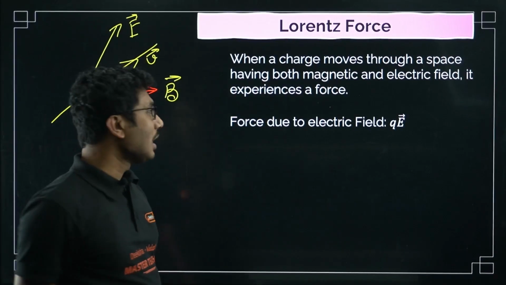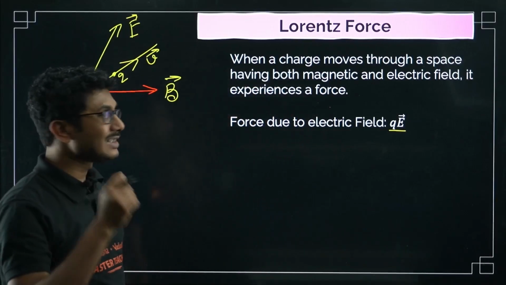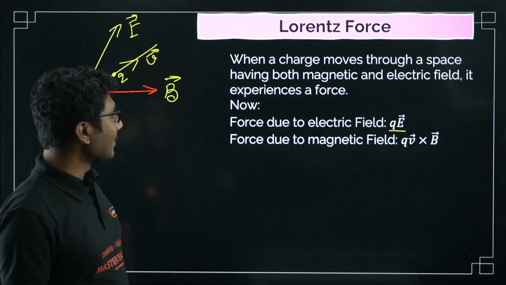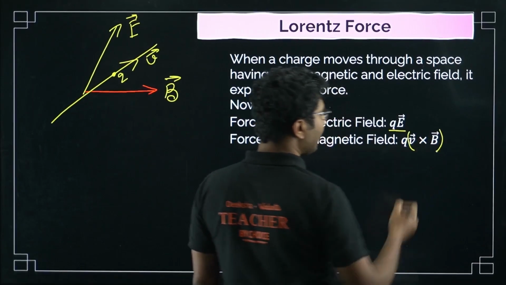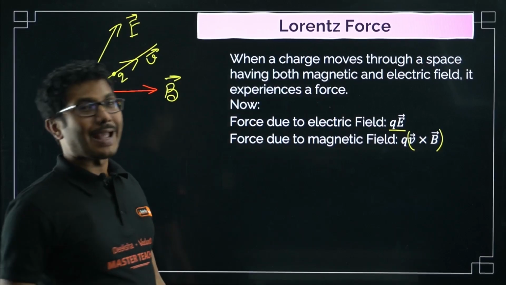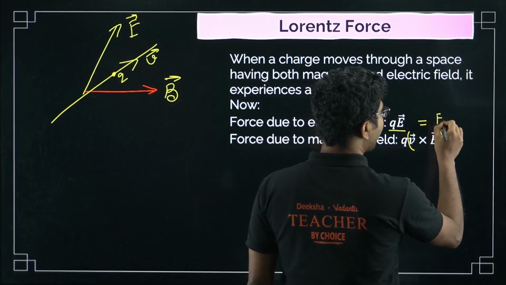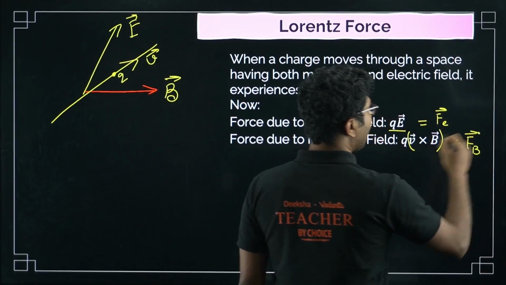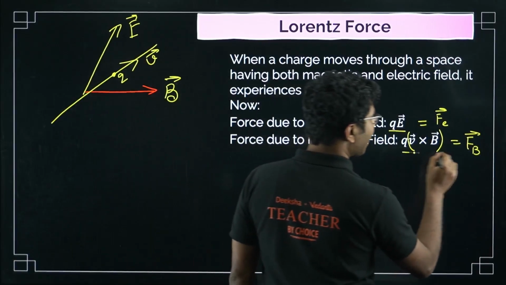Now what is the force? The force under the electric field is very simple, that is q into E. What is the force under the magnetic field? Under the magnetic field it is q into v cross B. Q into v cross B is the magnetic force. Sometimes this is written as Fe and Fb, and in most cases this will be our main formula.